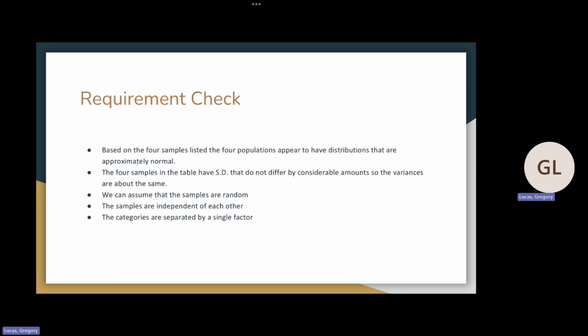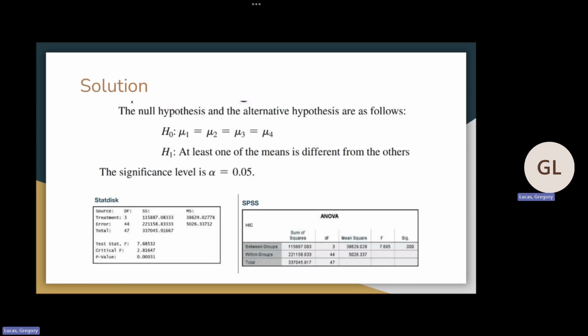We can assume the samples are random because there's no information given for us to assume otherwise. The samples are independent of each other. You can't be a small and mid-sized car. You're just small or mid-sized. The categories are separated by a single factor being size of the car. So we're good. We can do Anova.